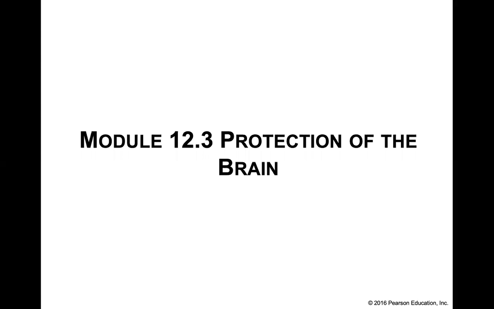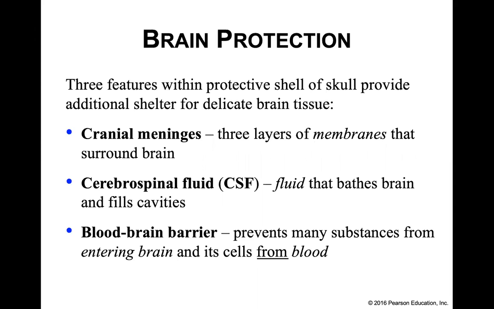Okay, for the third part, we're going to look at protections of the brain. So when we think about protecting the brain, and this also can go for the spinal cord, there are three features within the protective shell of the skull that provide additional shelter for the delicate brain tissue.